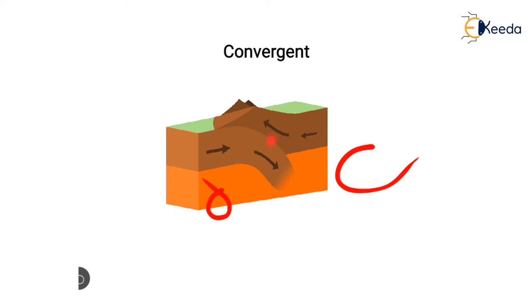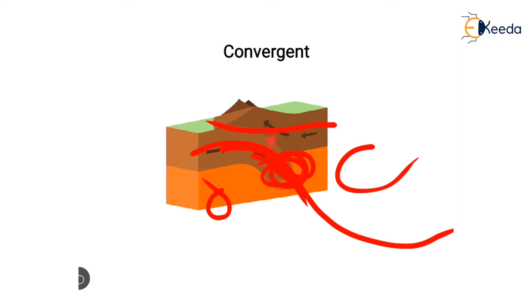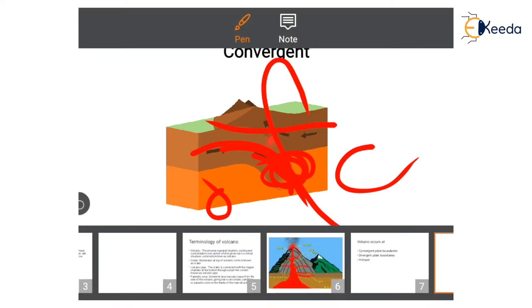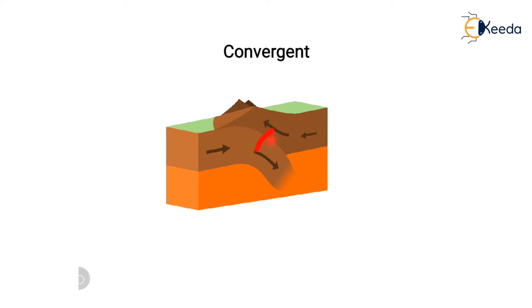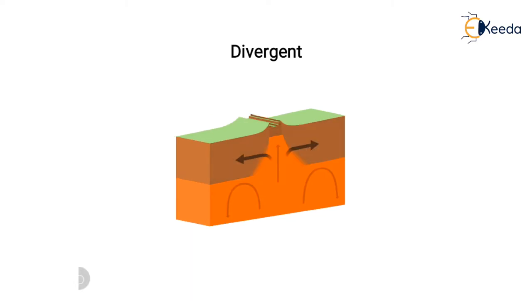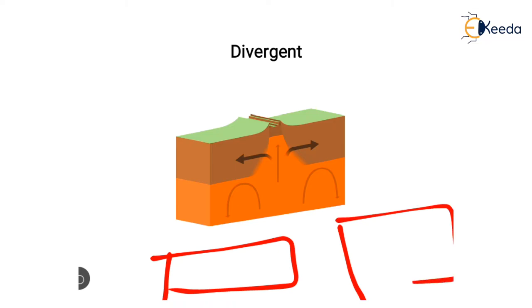When two plates are coming towards each other, one plate is subducted below and the other remains on top. The oceanic plate is denser than the continental plate, and it is subducted below, and when it is subducted it starts to melt and forms molten material, and it comes onto the Earth's surface through the process of a volcano. See the diagram properly. See, this red circle shows where the plate melts and a volcano is generated. Then divergent plate boundary, in which two plates are moving away from each other.